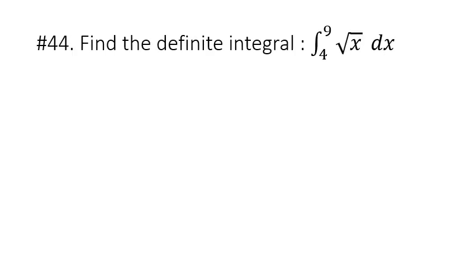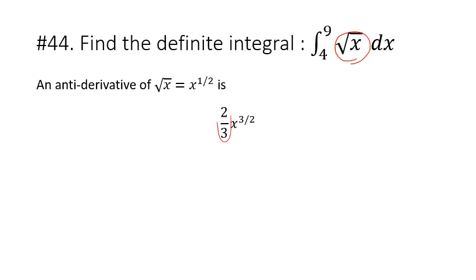Practice number 44. We want to find the definite integral from 4 to 9 of square root x dx. First, we have to find the antiderivative inside. Square root x is x to the 1/2. Power plus 1 means the power is 3/2. So, taking the reciprocal, 2/3 x to the 3/2. This is our antiderivative.